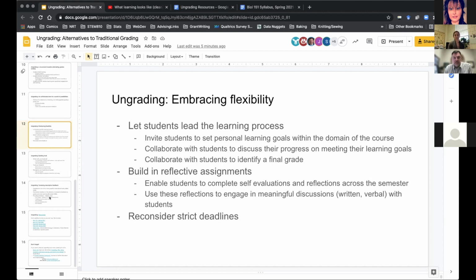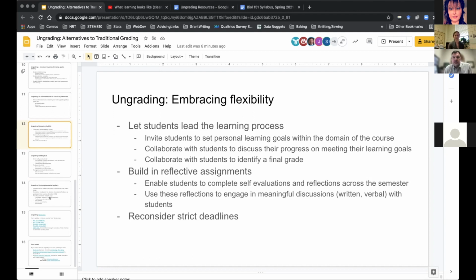Part of the student-led learning process is also collaborating with students to discuss progress and then arrive at a final grade, right? So you work together and jointly construct what it is that they have done in this class to earn whatever grade it is that they say they've earned, an A, a B, or a C, etc.